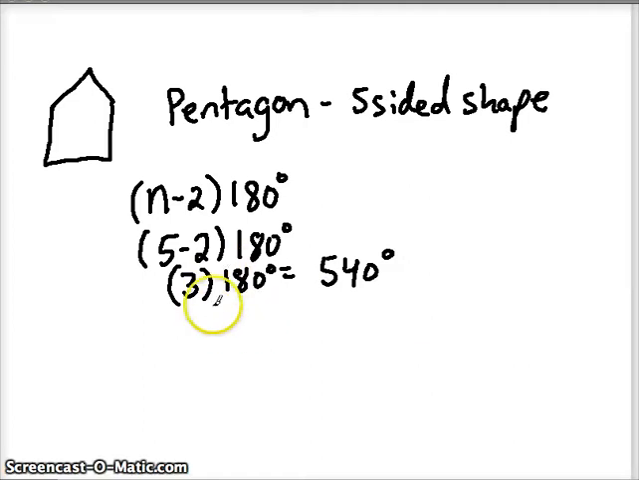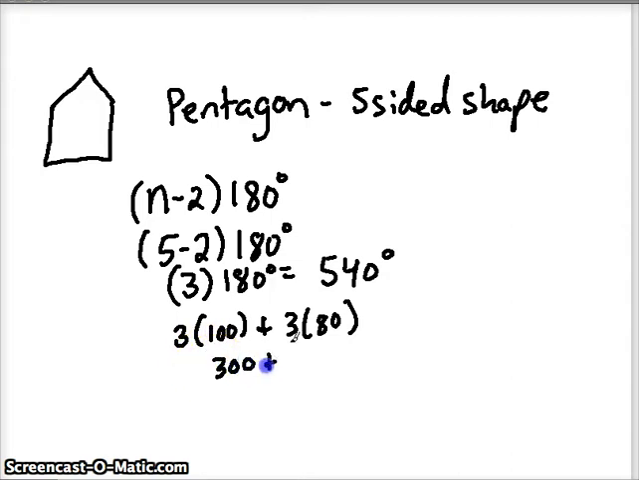If you break this down, use your distributive property. 3 times 180 is really 3 times 100 plus 3 times 80. 3 times 100 is 300. And 3 times 80 is really 3 times 8 with just a 0 on the end. So 3 times 8 is 24. And if we put that 0 on the end, then 3 times 80 is 240. And if we add 300 plus 240, we get 540 degrees.